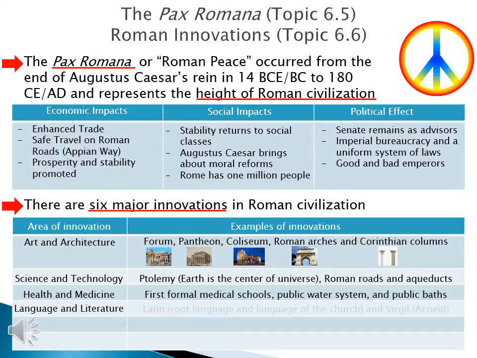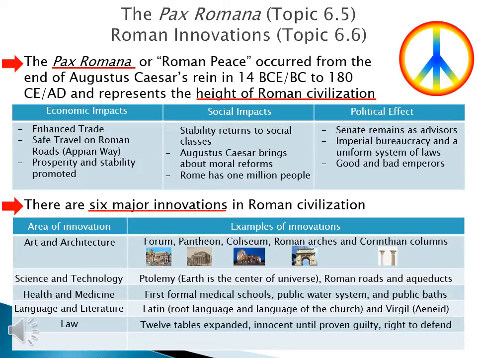In language and literature, Latin is the root language and language of the church, and Virgil writes the Aeneid. In law, the 12 Tables are expanded. We have innocent until proven guilty and the right to defend. And in religion, mythology expands, and then there's the new kid on the block, Christianity, which is outlawed, accepted, and finally adopted.